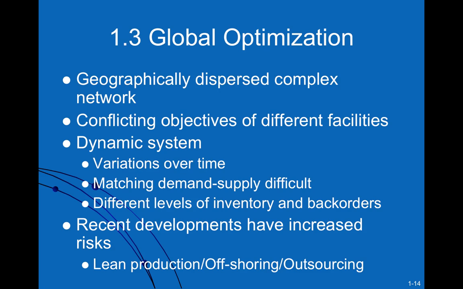So when you have a geographically dispersed network, you have to now get into what we call global optimization. That is optimizing the overall supply chain. And if you have different individuals controlling different parts of the chain, they do not necessarily work together collaboratively. And so it's possible to have conflicting objectives for the different facilities. One might want to optimize service, the other one might want to optimize costs, the other one might want to maximize throughput, and so all those things make for complexities.